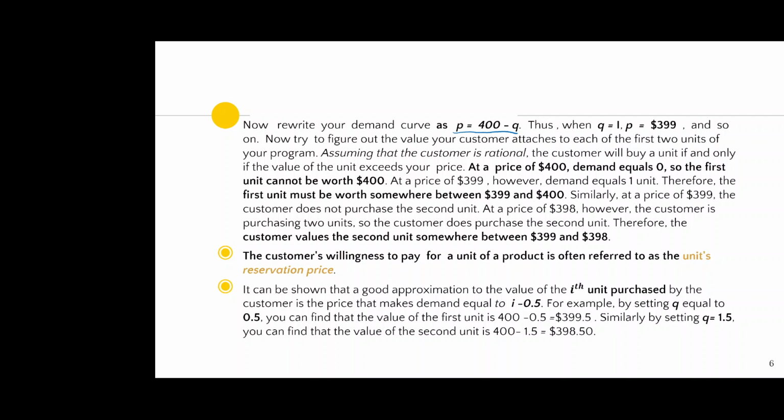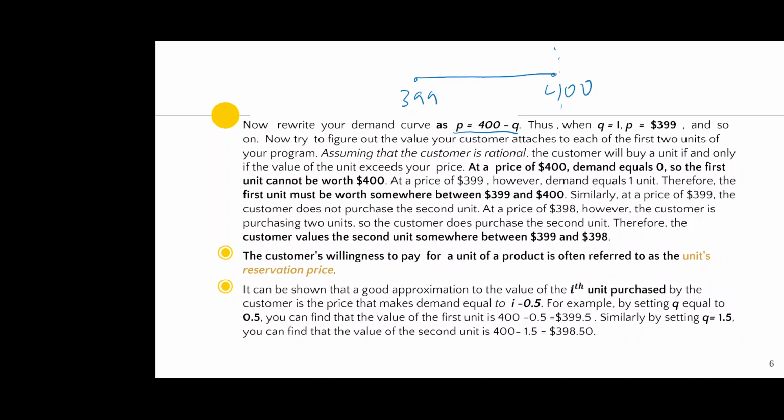Let me just make sure that 399 and here, yeah, it's 399, here's 400. If the quantity is zero, it's 400. So this is the limit, nothing over 400.